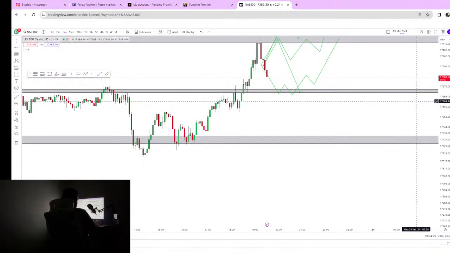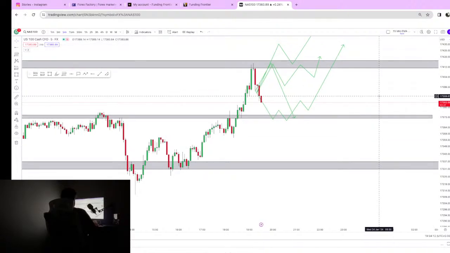Right now the market is falling straight. We have to wait. No action from our side currently.